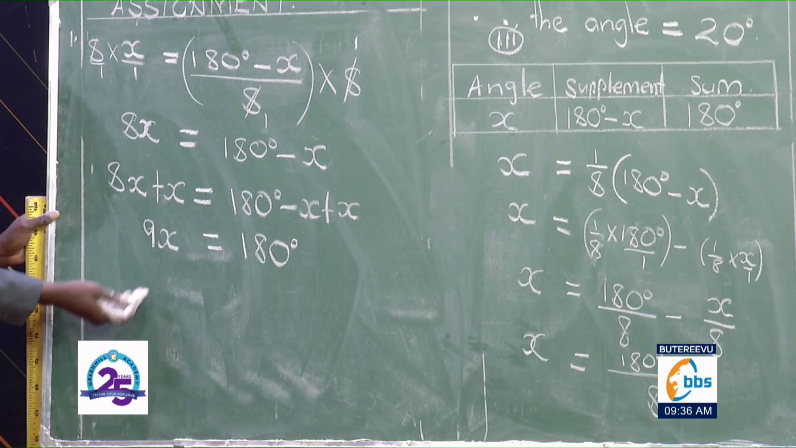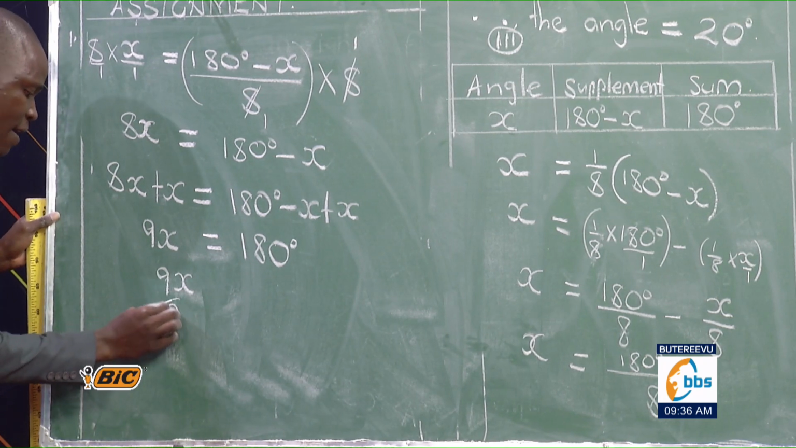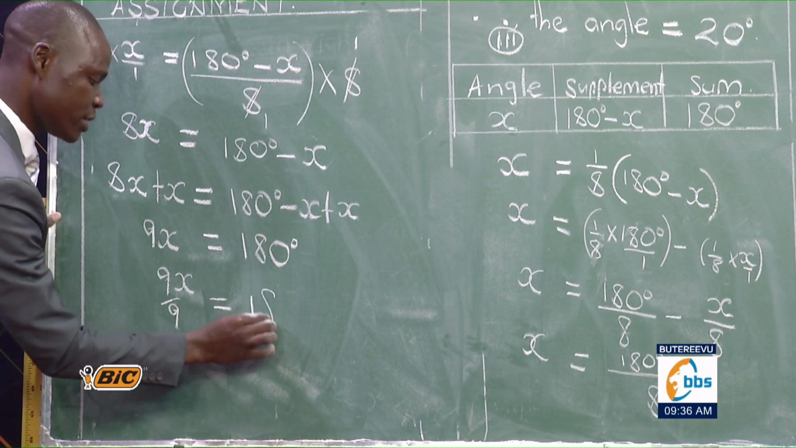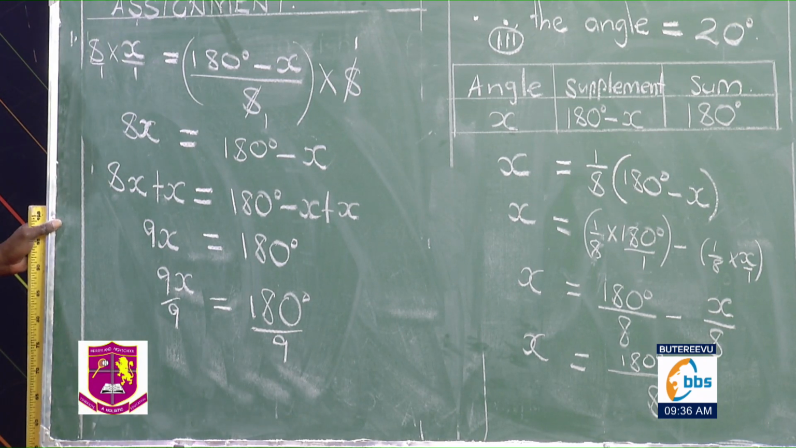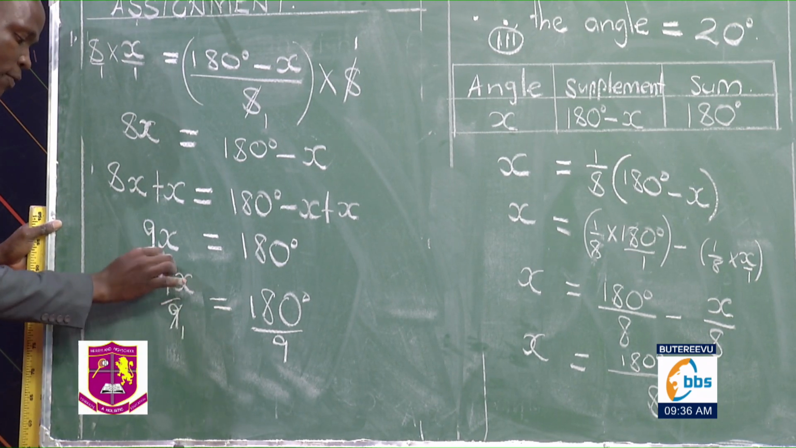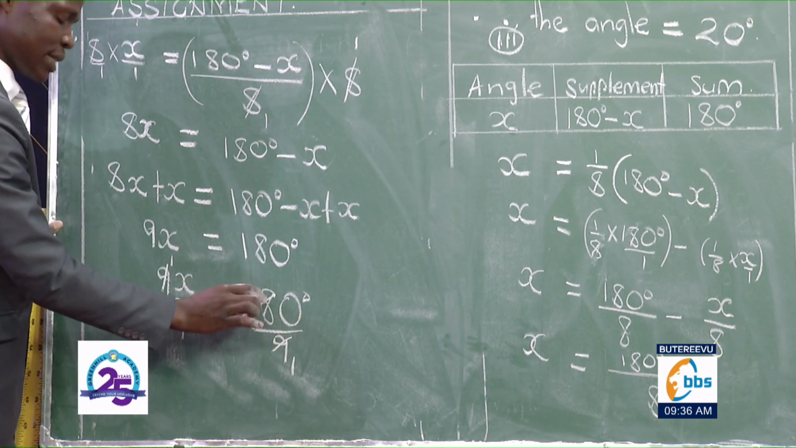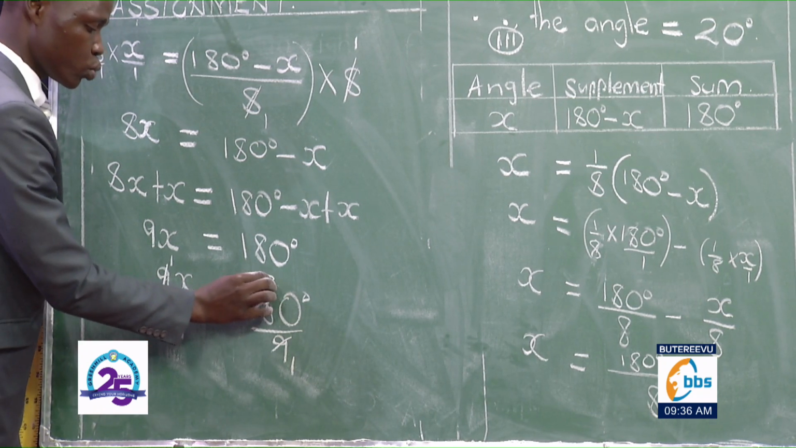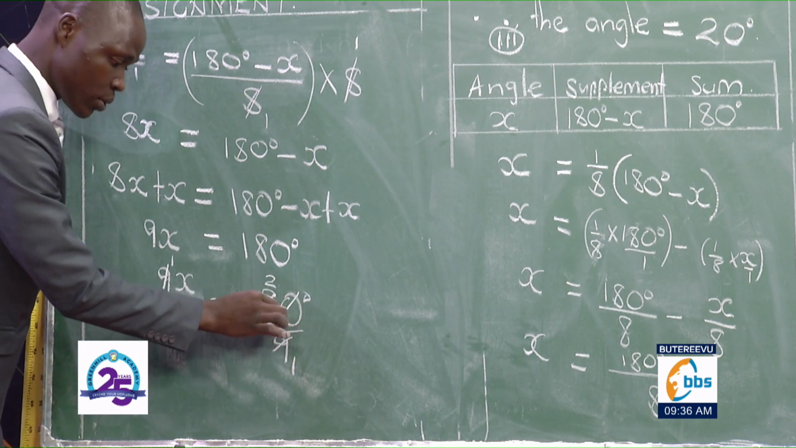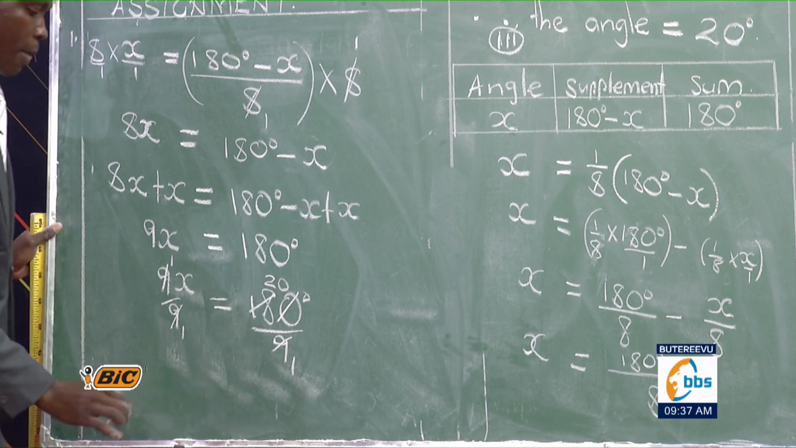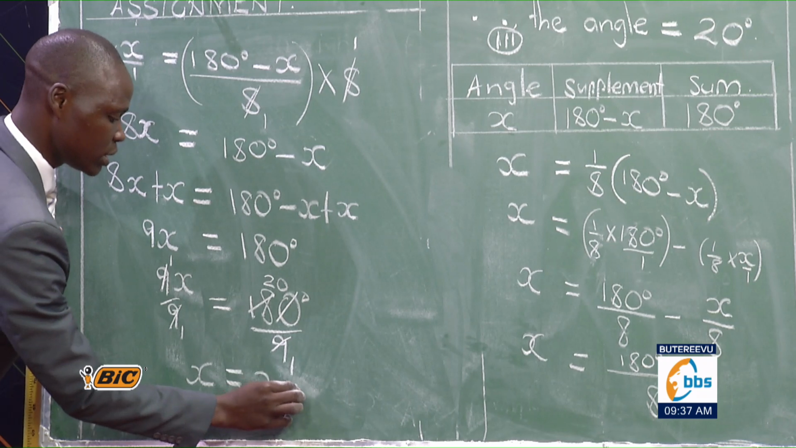At this point, divide both sides by the coefficient. 9x divided by 9, which is equal to 180 degrees divided also by 9. Divide this 9 by 9 once. Divide also this one by 9 once. 9 divided by 9 is once. Divide this 18 by 9. It is 2. 18 divided by 9 is 2. You remain with nothing. This 0 divided by 9 is 0. Our x here gives us 20 degrees.